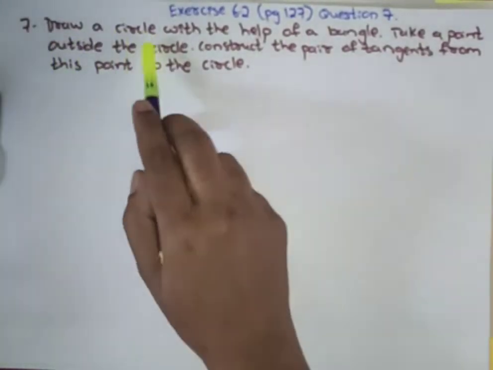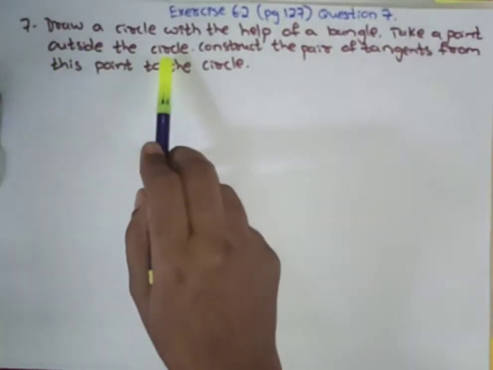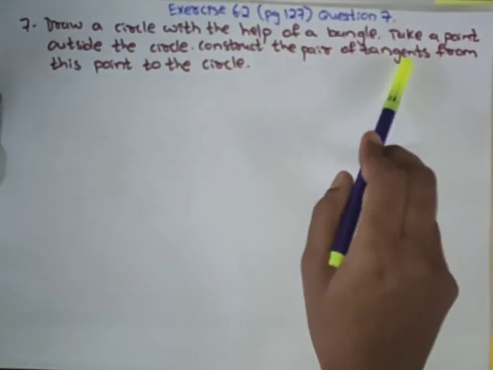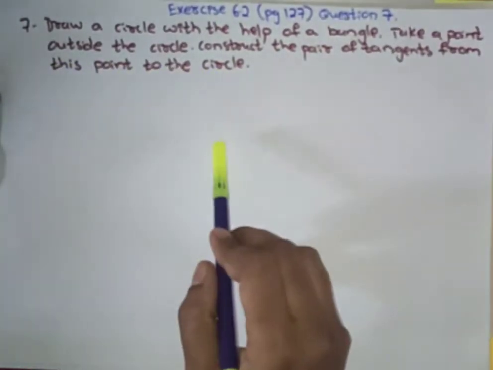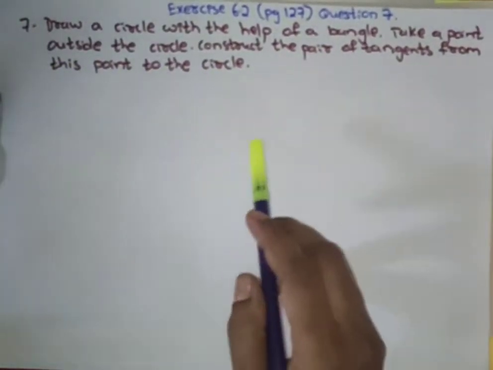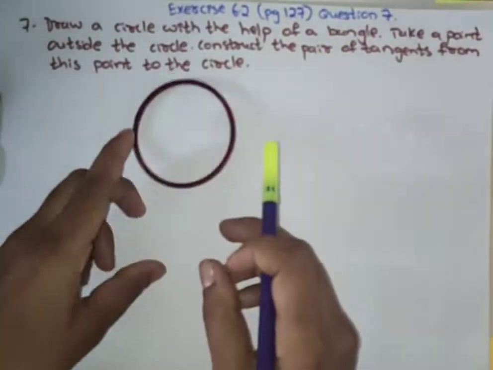Seventh question. Draw a circle with the help of a bangle. Take a point outside the circle. Construct the pair of tangents from this point to the circle. So we have to draw a circle not using a compass, but using a bangle.